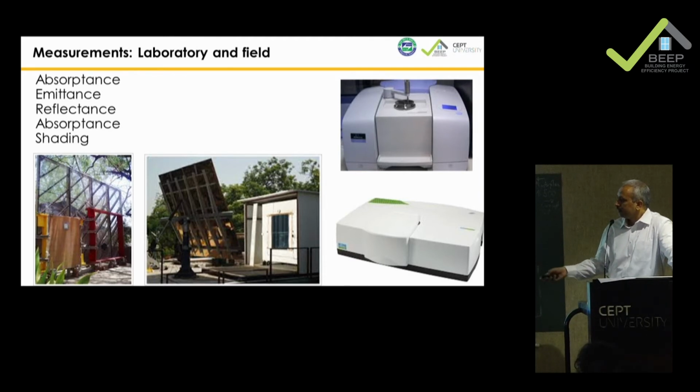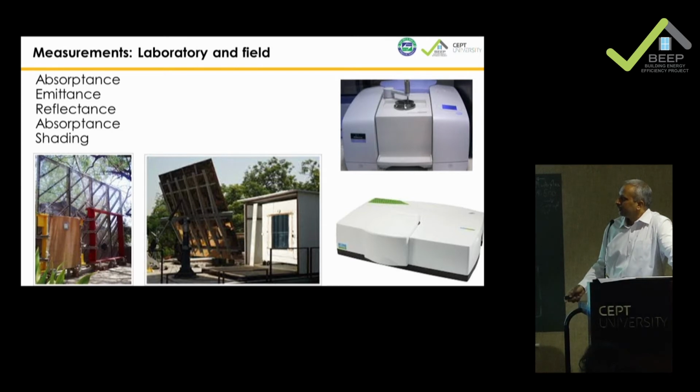This is an apparatus which helps us to understand how much air will leak from one end to the other end from window frames. This is a solar calorimeter where we can fix a window here and we radiate the solar radiation on top of this to understand the solar heat gain coefficient of a window frame. If you want to understand the shading devices, you put shading devices on top of this.